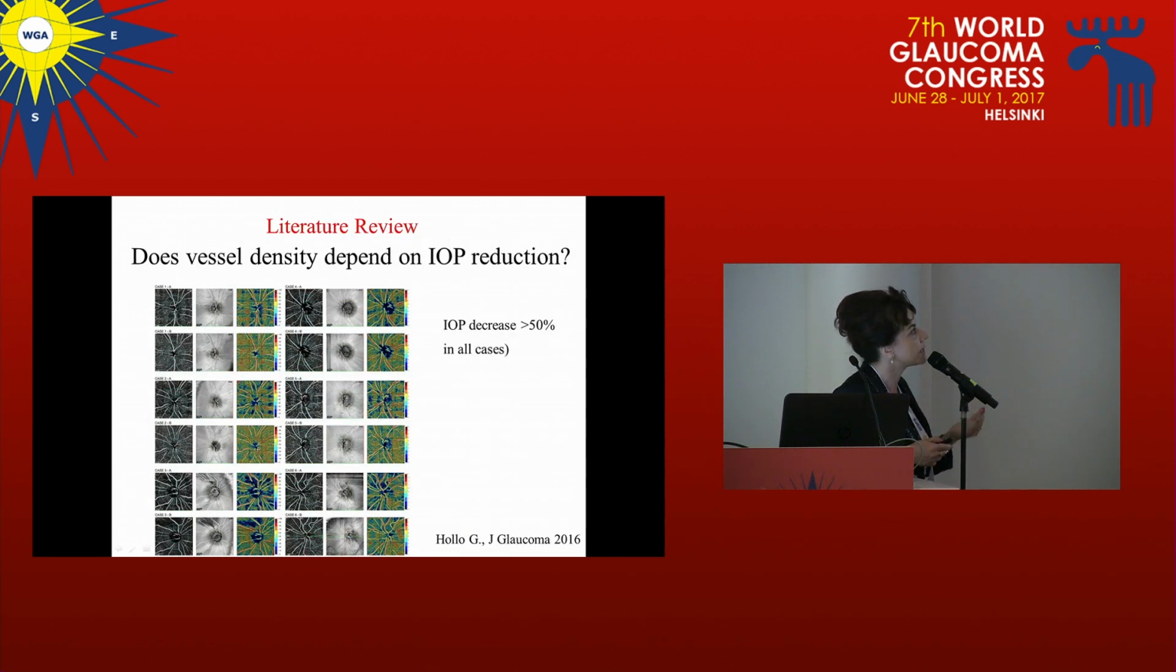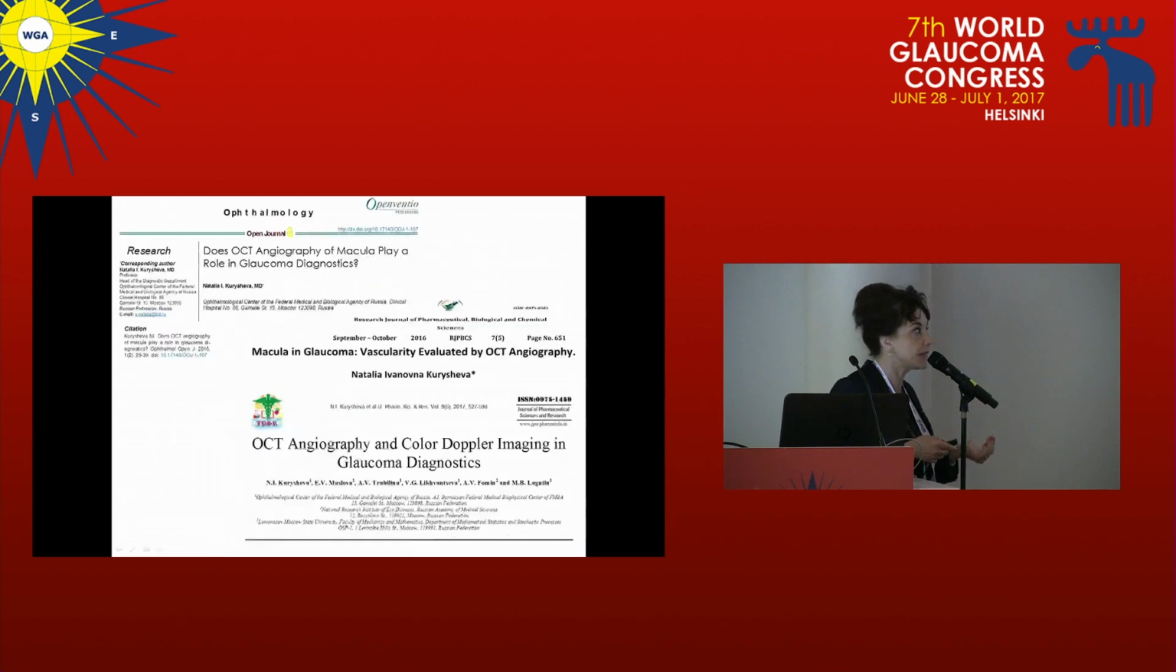The question is, does vessel density depend on IOP reduction? According to Professor Gola, a significant decrease of IOP may improve vessel density in the peripapillary retina. But this opens another question: do we need to stop the administration of hypotensive eye drops before the examination? Personally, we did this in our research, and one year ago we published our first paper, where we emphasized the importance of evaluating macular vessel density in early glaucoma detection.